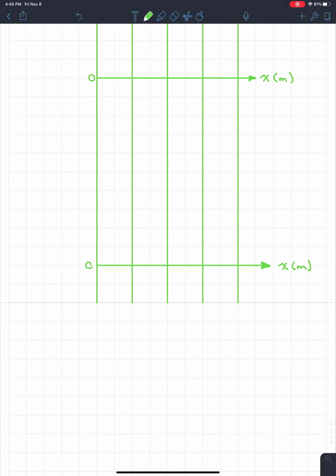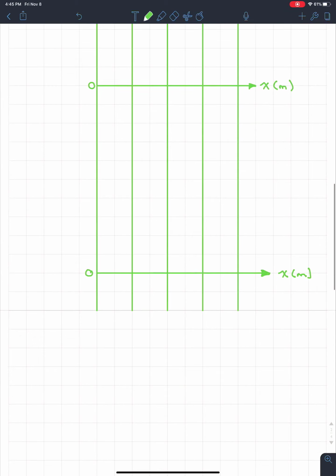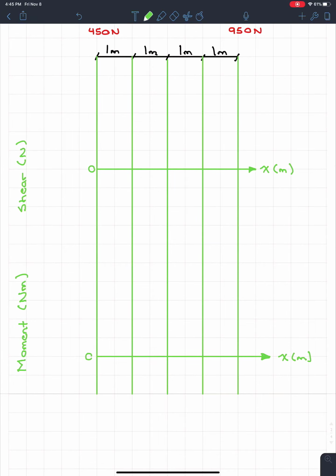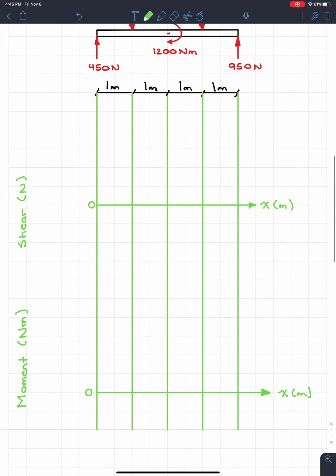So right here, I'm just going to put 0, and I'm going to label these 2 diagrams. So the first one is going to be my shear. So I'm just going to put shear. And this will have units of newtons. And then at the bottom, I'm going to have moment, and this has units of Newton meters. So I'm just going to erase the 0 down here, and I'm going to put 0. So I'm going to draw my diagrams just right here.